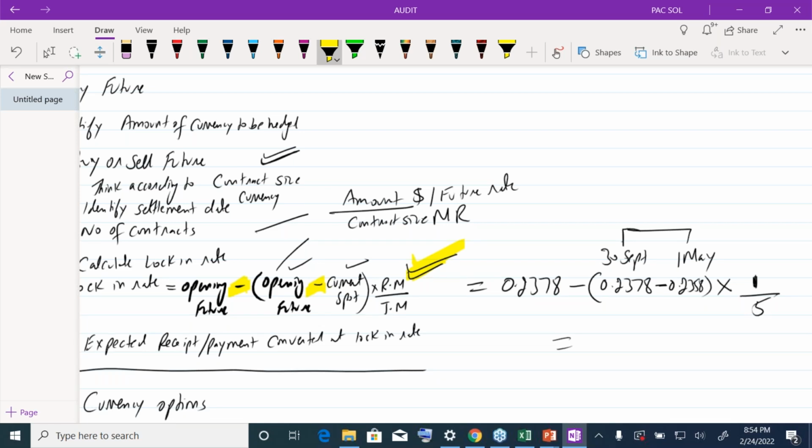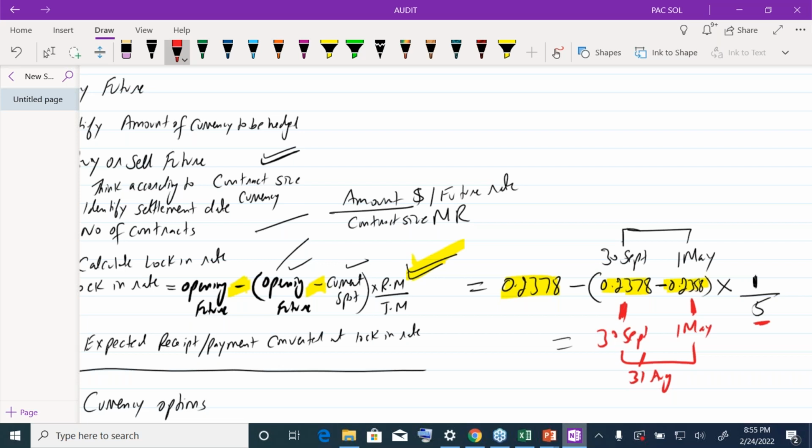Opening future means current future, which you have identified above. You have written that. Minus opening future, you have written that, current spot, it will be given in the question, into remaining months divided by the total months. How will you be able to identify the total months? Write the date of current spot, 1st May. Write the date of future, 30th September. So count the months, that is 5. How many months before you are going to close the contract? 1 month before, because you are going to close at 31st August.